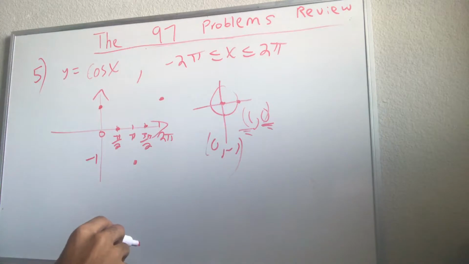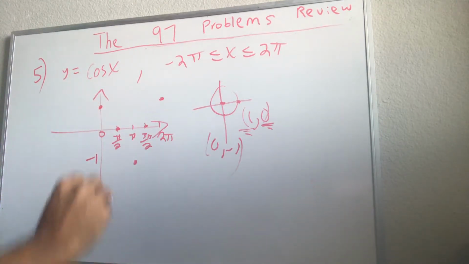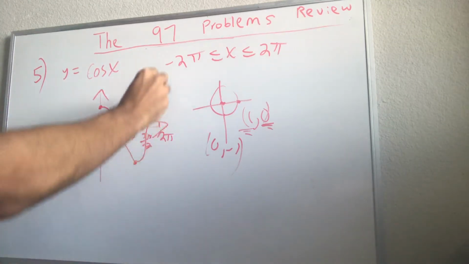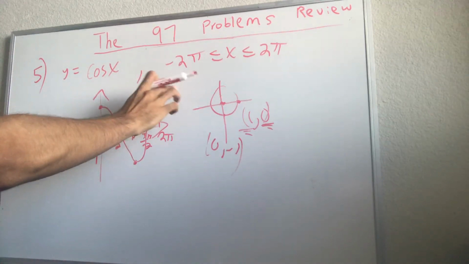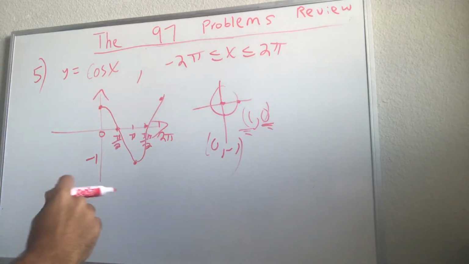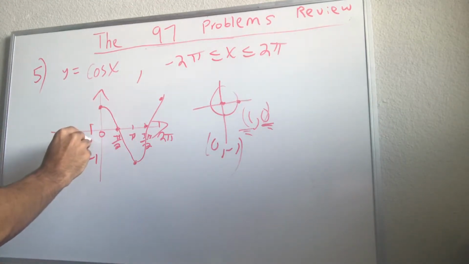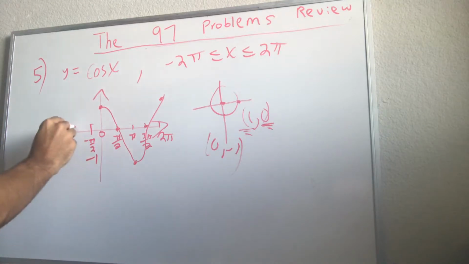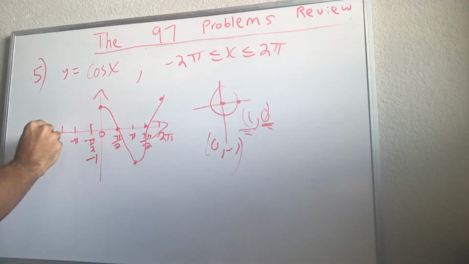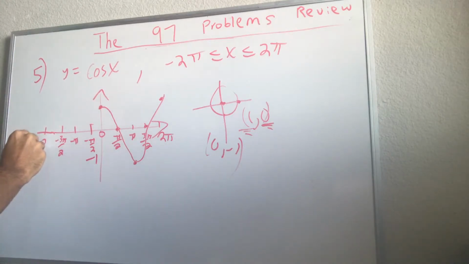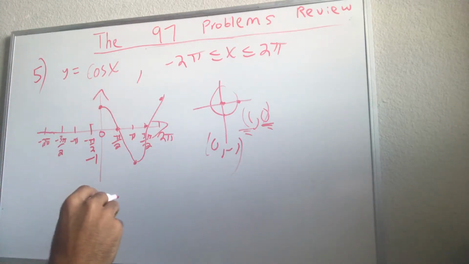So this is our graph, right? It looks something like this V shape over here. So graph it, it looks something like that. Again, you don't want to extend it because we're only looking up to 2 pi. And now comes this stuff over here, negative pi over 2, negative pi, negative 3 pi over 2, and then we have negative 2 pi, right? This is what we're looking at.